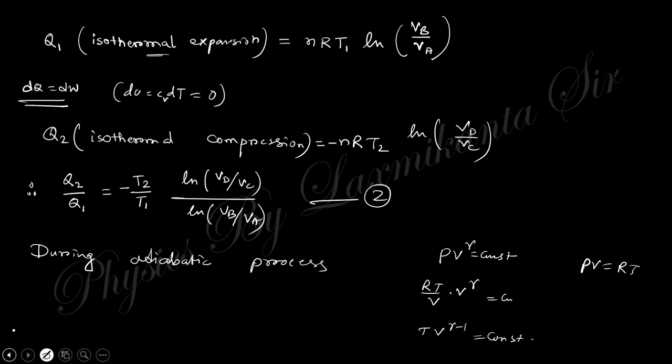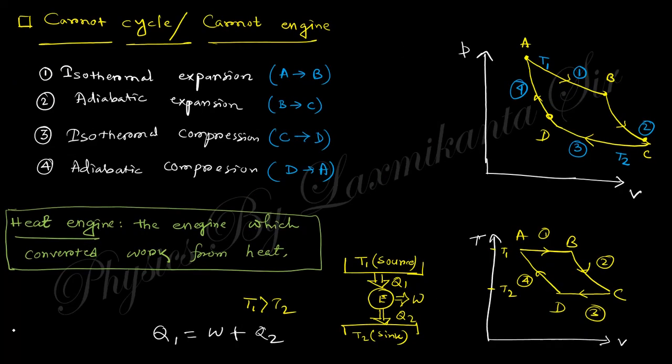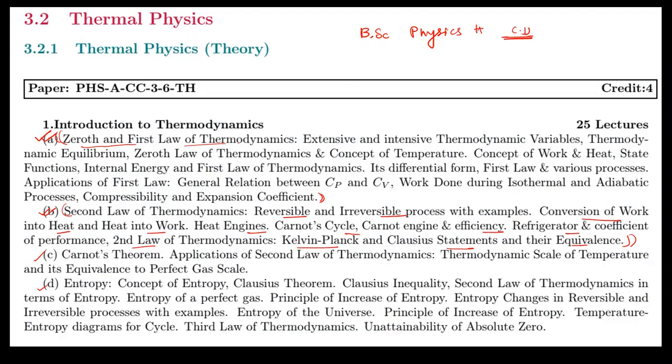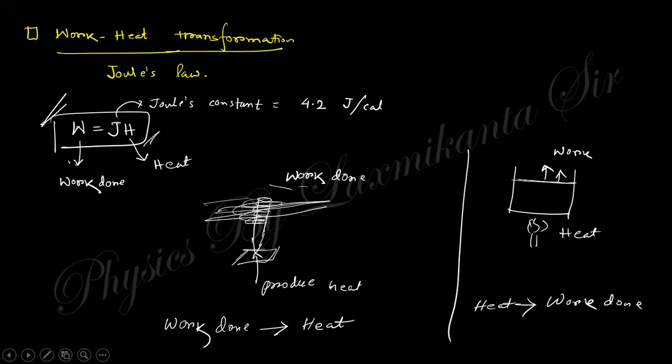Okay, so you can see what we did today: the second law of thermodynamics, reversible and irreversible processes, conversion of work into heat and heat into work, heat engine, Carnot cycle, Carnot engine efficiency, refrigerator coefficient of performance and their relation, the Kelvin-Planck and Clausius statements and their equivalence. Up to that portion we covered in this lecture. In the next lecture we will come up with the next portion. So that's it for today.